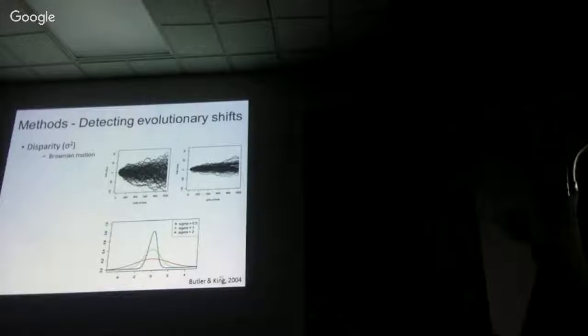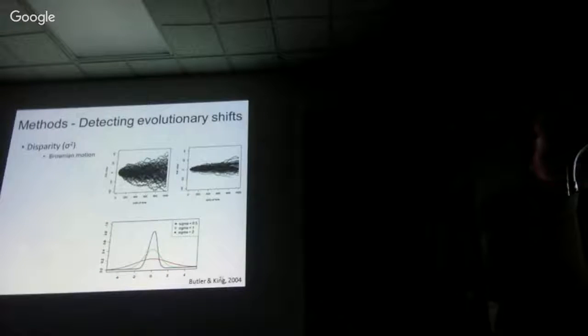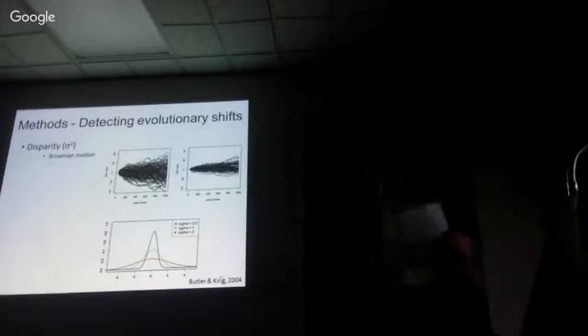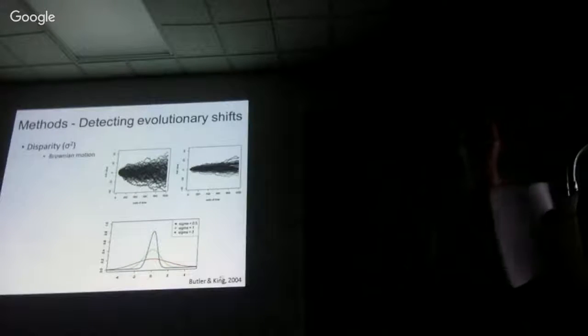So in a Brownian motion random walk, the sigma squared value is the variation of the distribution from which the amount of change is randomly drawn at each unit of time. So here we see on the left, we see a Brownian motion random walk with a higher sigma squared value than on the right.